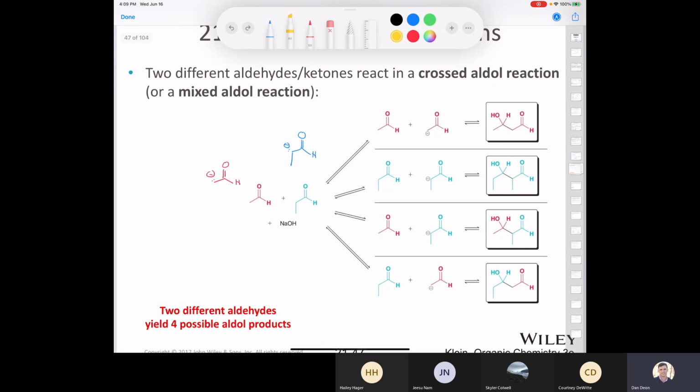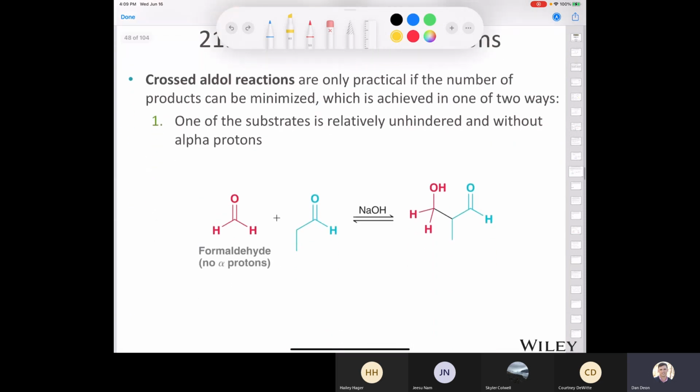You can imagine what I'm going to say next, which is this isn't the most useful reaction we could think of, is it? Something where you get that many different products. So there are ways that we can actually do a crossed aldol reaction, and we can harness its power and make it a useful reaction. It says here that crossed aldol reactions are really only practical if the number of products can be minimized. We don't want four different products. We want to have one product or something like that. So here's how you do it.